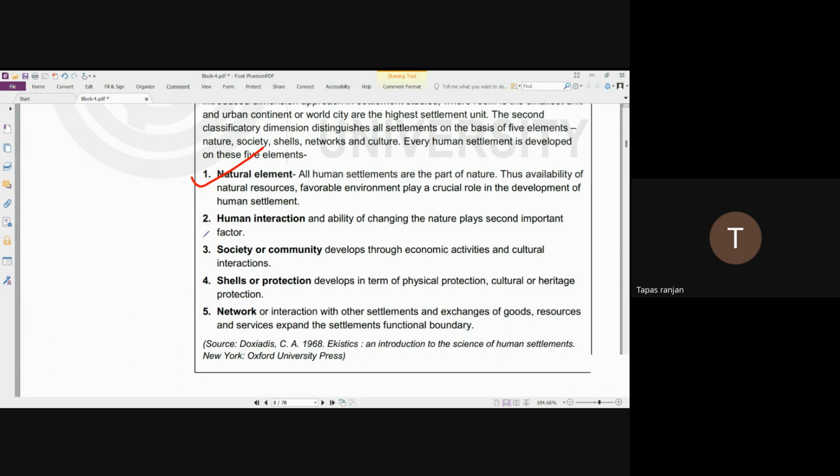Then interaction is basically the network, that is basically the interaction with other settlements, exchange of goods and resources, then services that expand the settlement's functional boundary. Okay, so human interaction here, and then comes your network.